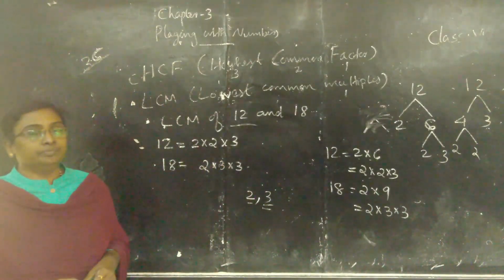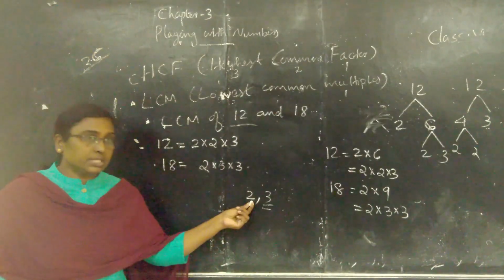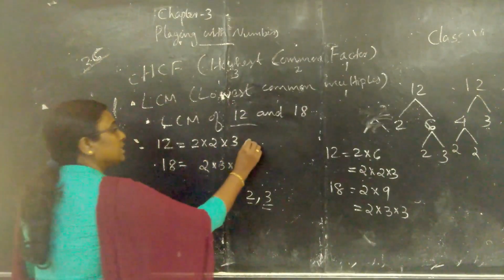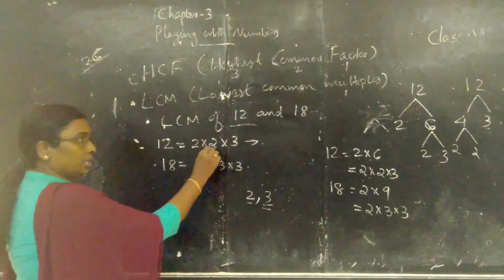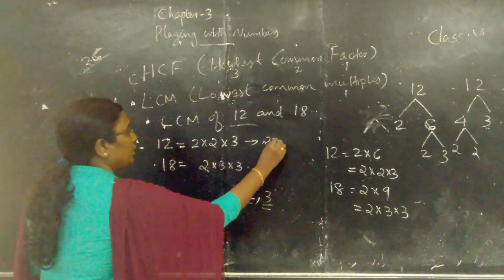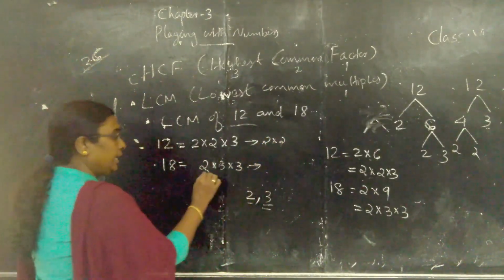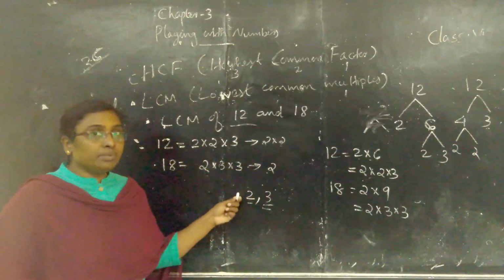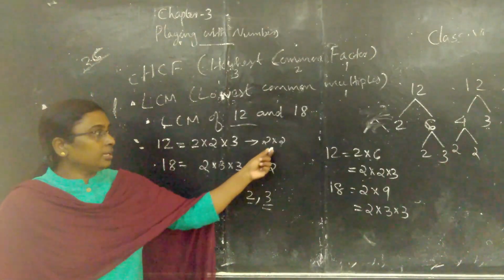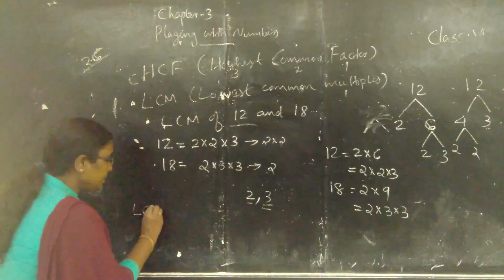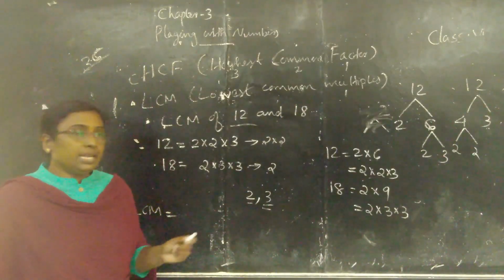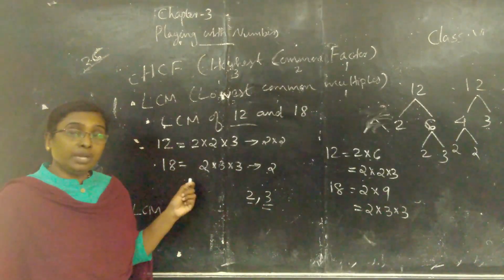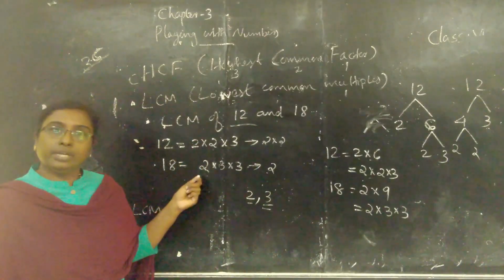Then we find the maximum number of times 2 occurs in any of the given numbers. In this case 2 occurs 2 times, 2 into 2. In this case 2 occurs 1 time. We take the maximum number of times 2 occurs. Here it is 2 into 2. LCM is the product of prime numbers counted the maximum number of times they occur in any of the given numbers.